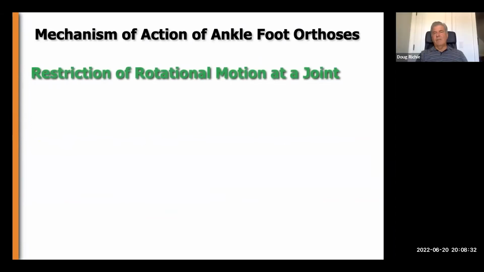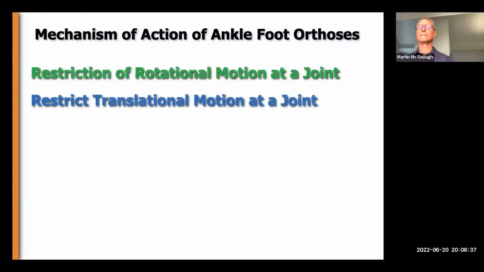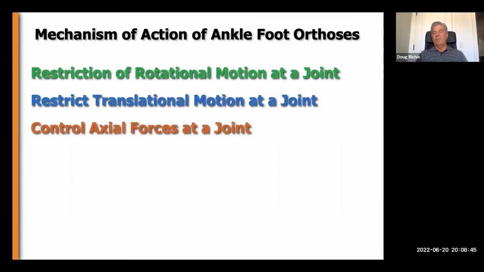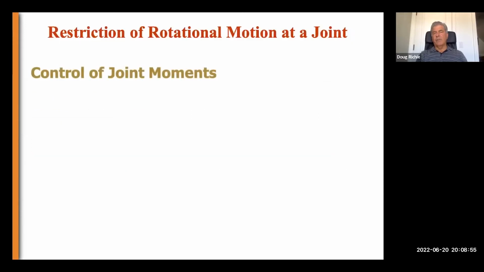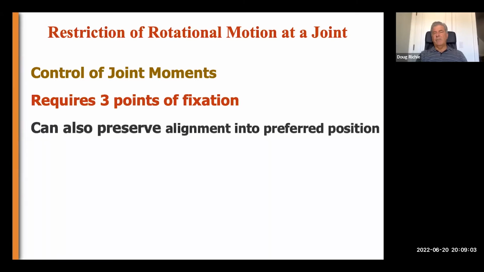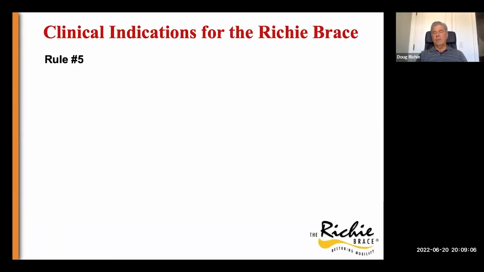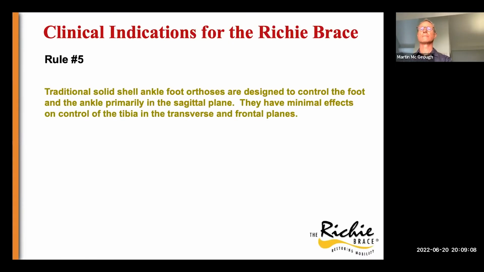The way AFOs and the Richie brace work is by restricting rotational motion at a joint. We can also restrict what is called translational motion, which is a pathologic motion. We can also offload a joint, which is called axial offloading. And using the foot orthotic concept, we can still redirect ground reaction forces. When we want to control rotational motion of joints, we need three points of fixation in order to bring a joint into a preferred position.